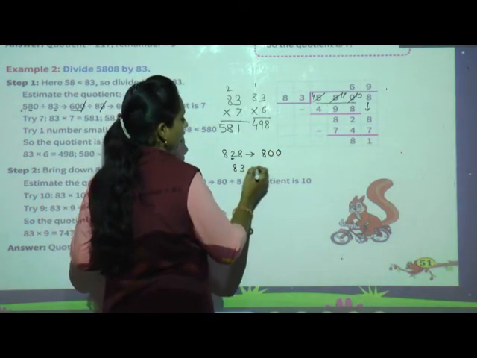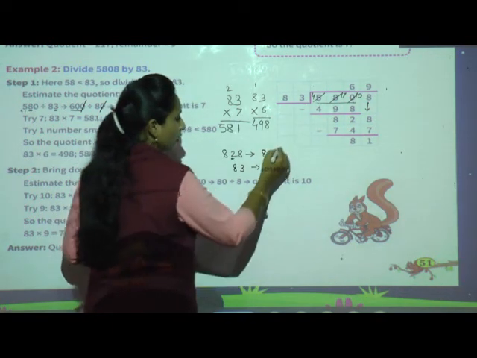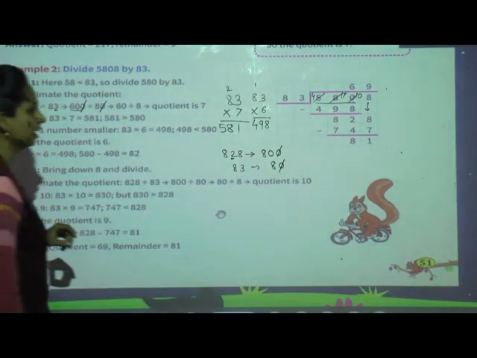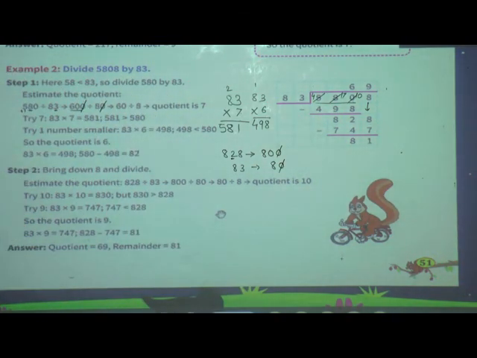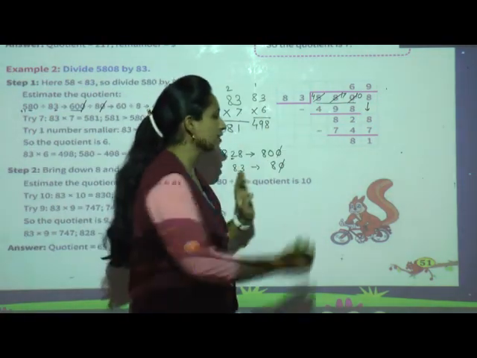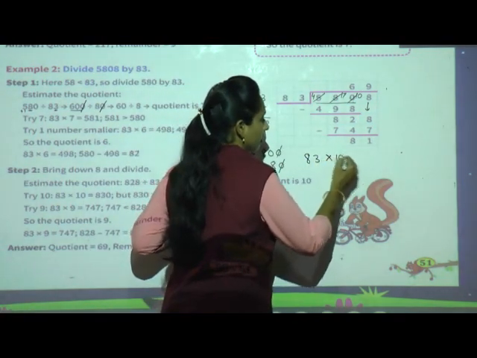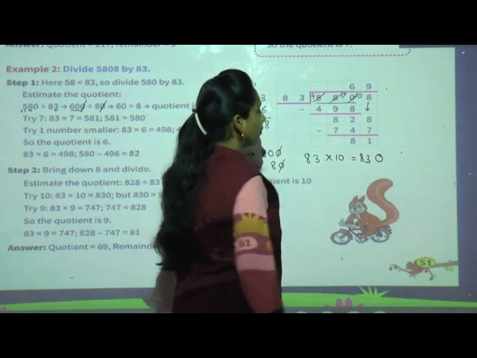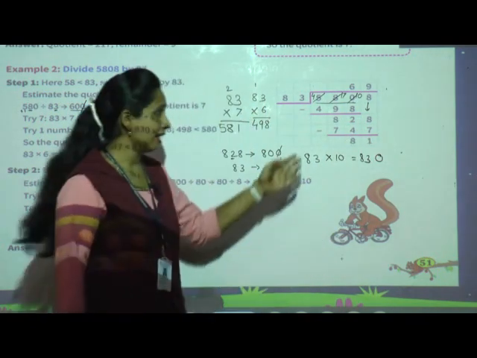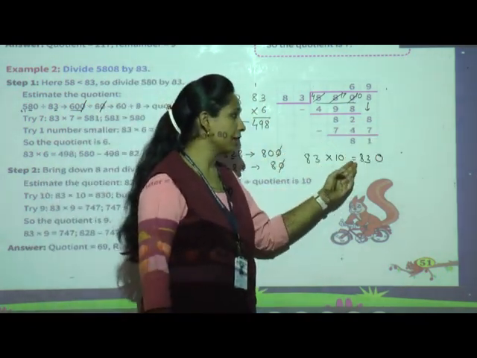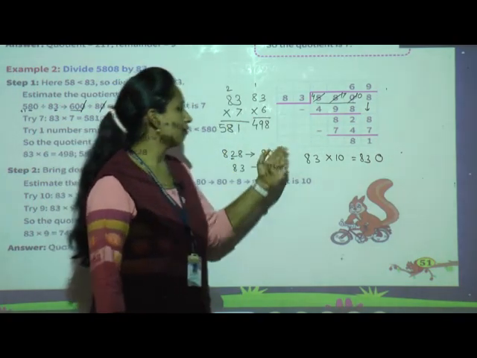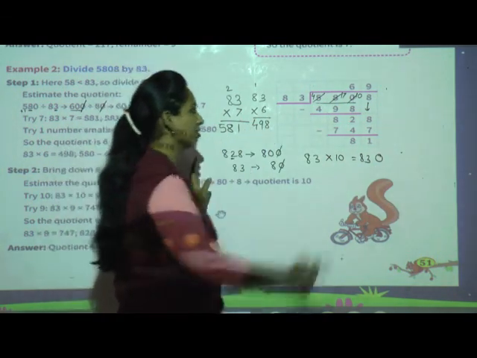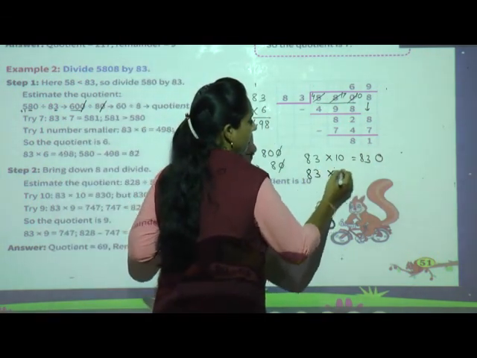Now 83 we have already done with 80. Now cross the zeros, what is remaining? 8 and 80, isn't it? Now 8 tens are 80. So if we see 83 tens, automatically we know, isn't it? We do multiplication with 0 very fast. 83 ones are 83. But what do we want? Less than 828 we want, but by estimating the quotient we are getting 830. Okay, so we have to go with one less. That is 9. 83 multiplied by 9.